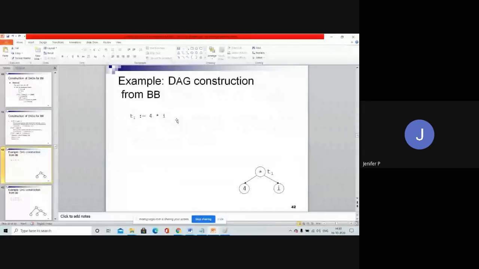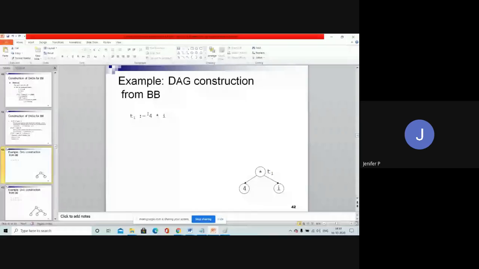So directed acyclic graph, let us directly go on to an example of how to draw the graph. When you consider this graph, how we are going to draw it is: first, for any given source code, you have to convert that to the intermediate code, that is, three address code.